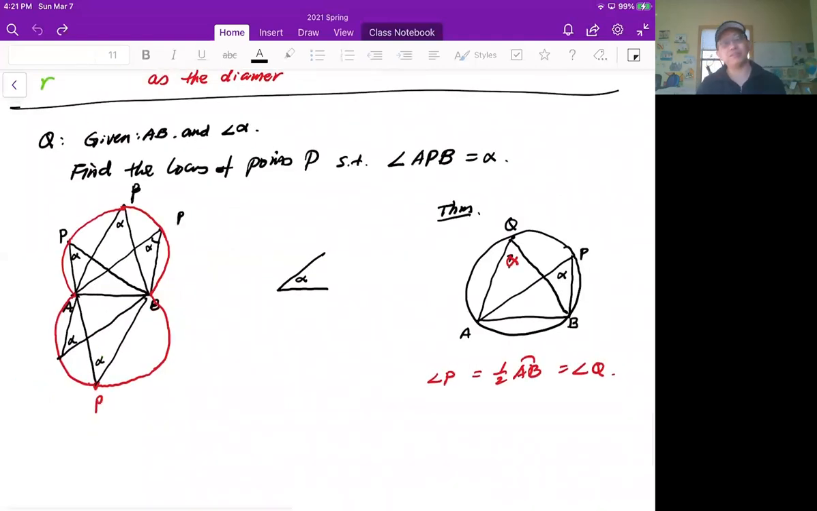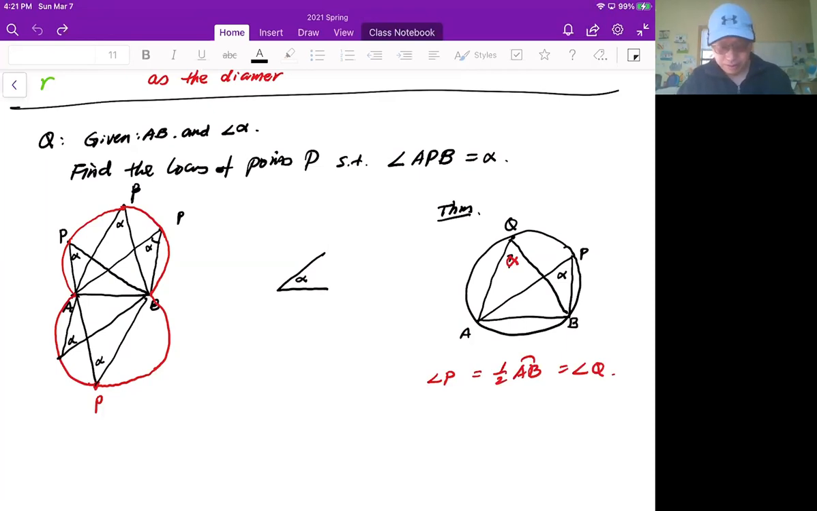The last one is here. Suppose we give you a line segment AB and an angle alpha, and we want to find all of the P such that the angle APB is the given angle alpha. There are lots of P here. So where are those points? Let's see how we can do this.